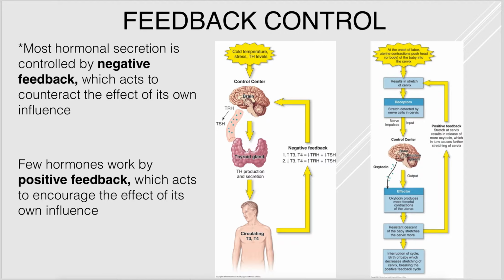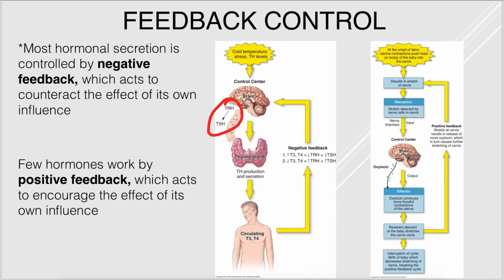So the example we have here is the control of thyroid hormone. TRH from the hypothalamus will stimulate the release of TSH from the anterior pituitary, which will stimulate the release of thyroid hormone from the thyroid gland. As the levels of circulating thyroid hormone increase, this is going to decrease the production of these hormones here. Okay, that's negative feedback.